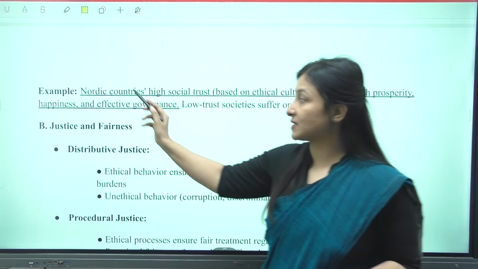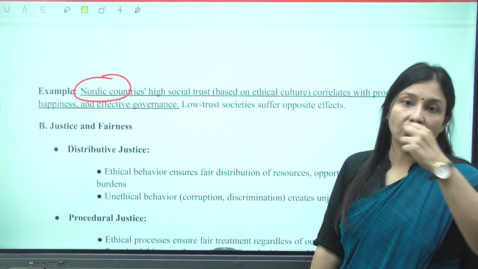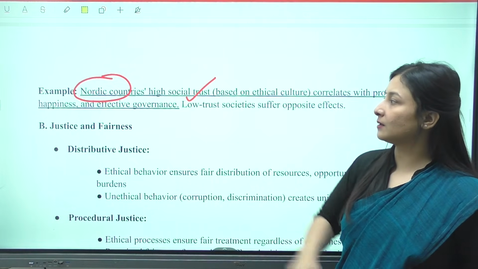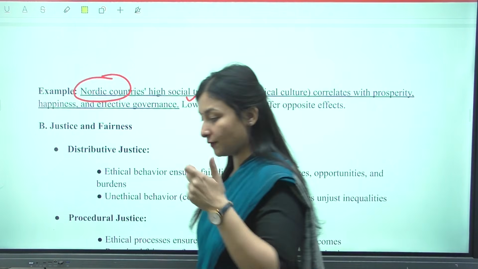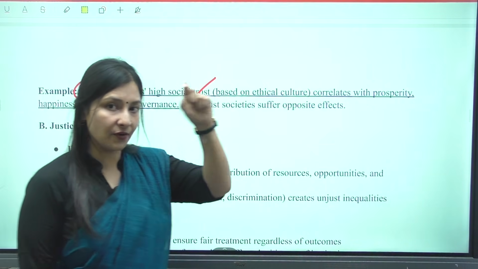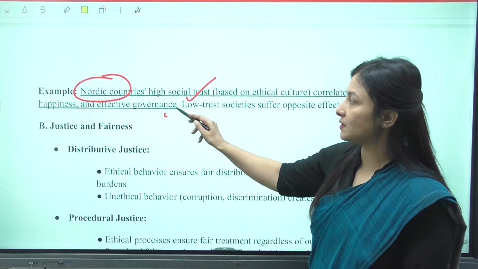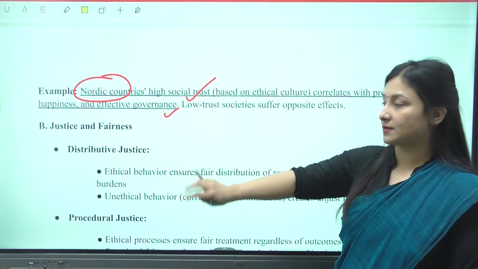We notice this specifically in the Nordic countries of Norway, Sweden, Denmark, Finland, right? We see that the governance there is very corruption free. In the Corruption Perception Index also, these Nordic countries are always at the top. Why? Because the governance which is developed over there is based on social trust.